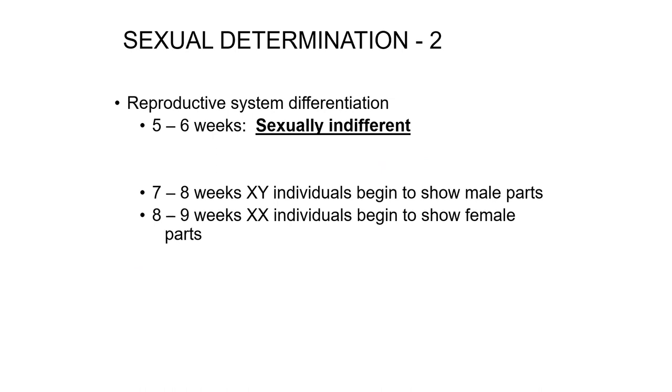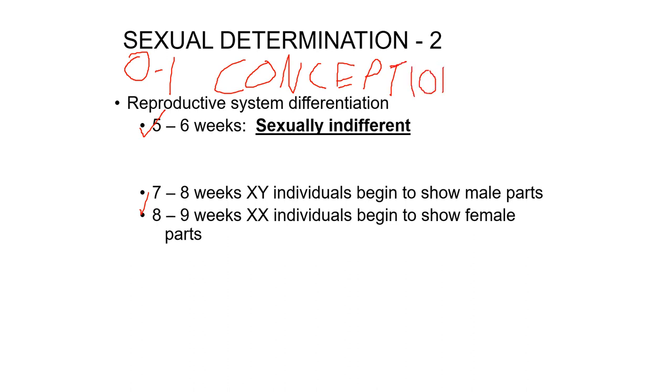Okay, so with these timelines, let's get our orientation in the right place. We have this 5 to 6 week timeline, 7 to 8 to 9. What we're talking about is from the time of conception. So week zero, or the very beginning of week one, is at conception, basically when sperm meets egg. For those first 6 weeks, all the way up to the end of week six, we are pretty much the same. We kind of have, if you will, male and female parts, or we're kind of a hybrid. So we're sexually indifferent all the way up to week six.